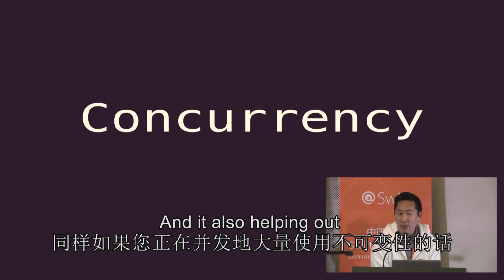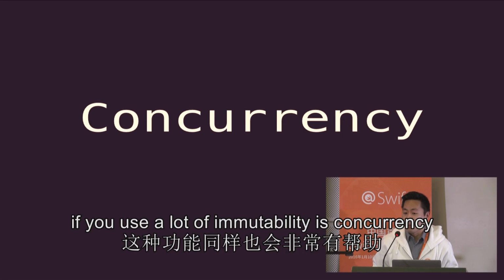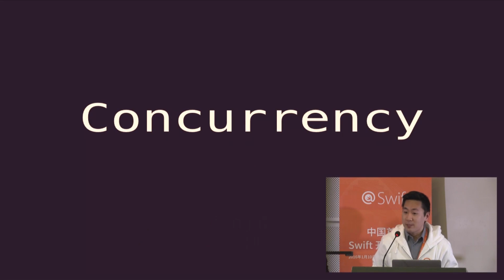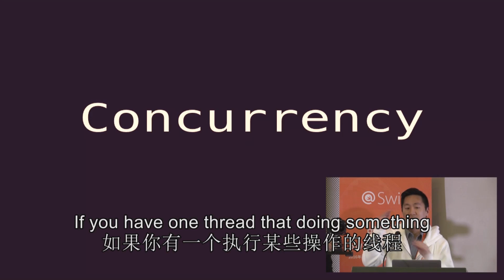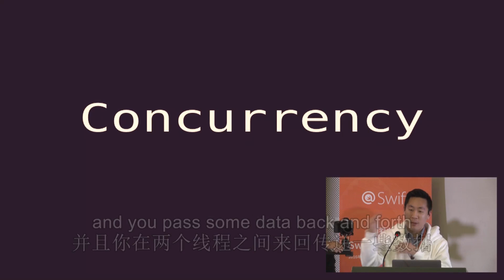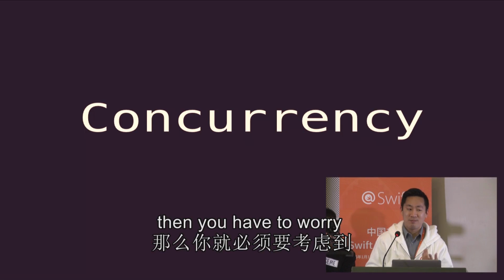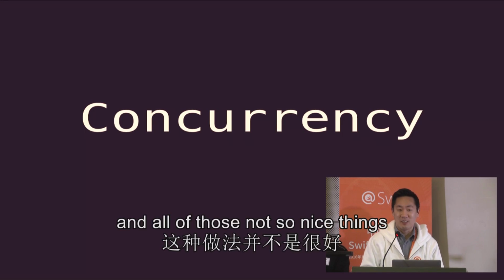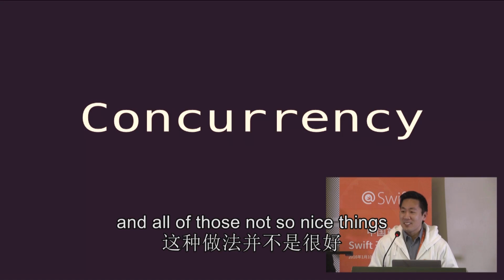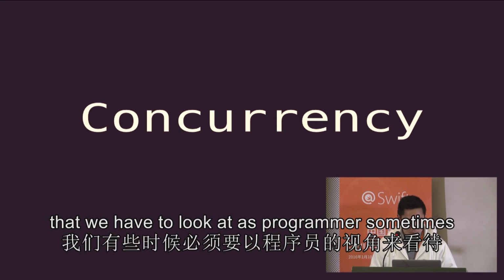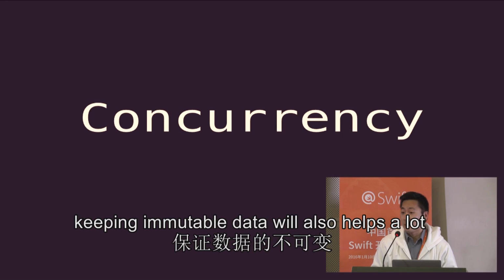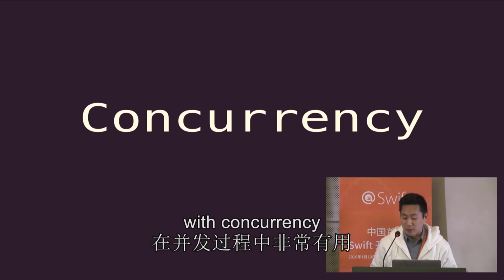And then also helping out if you use a lot of immutability is concurrency, right? If you have one thread that's doing something, you have another thread that's doing something else, and you pass some data back and forth, and if it's mutable data, then you have to worry about synchronization and locking and all of those not so nice things that we have to look at as programmers sometimes. So keeping immutable data will also help a lot with concurrency.